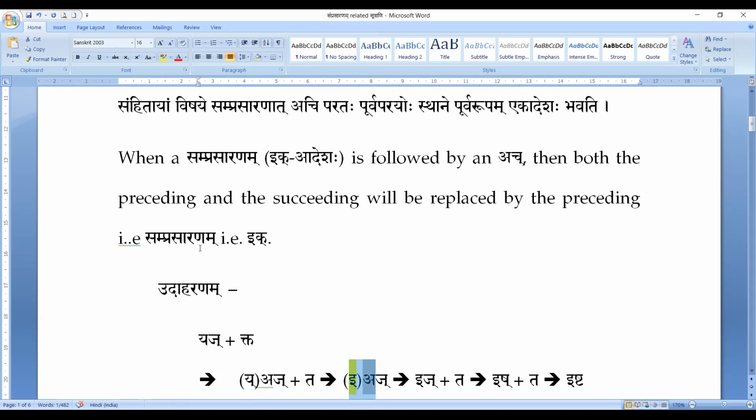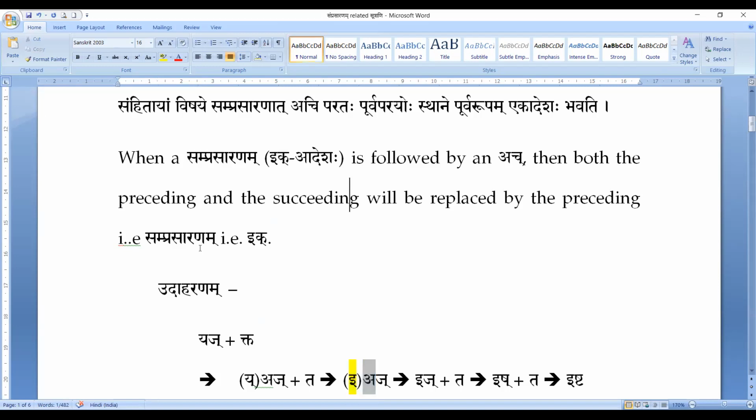Understand? Yes or no? Is it clear? Ramaji, others? Sharatji, can you please repeat one more time? Yes.